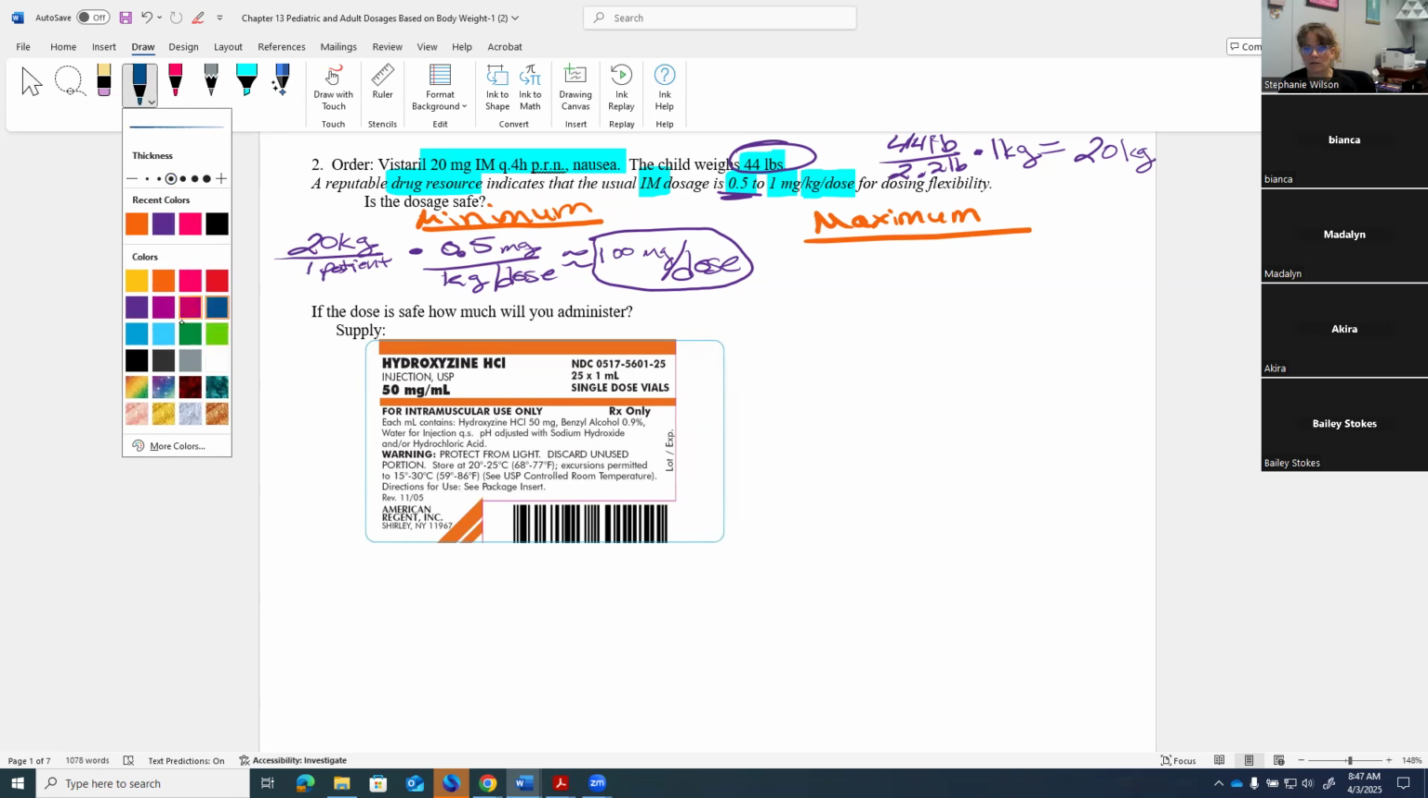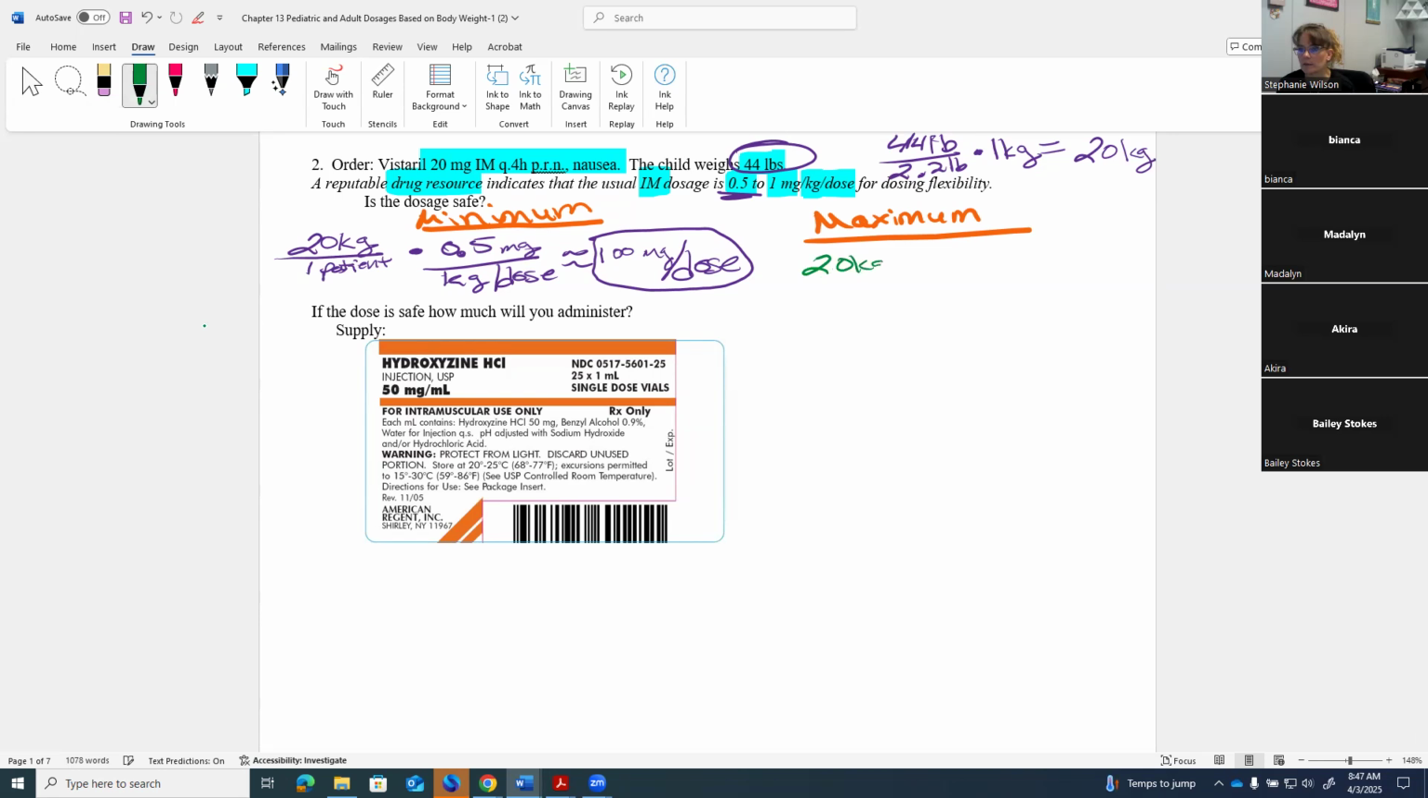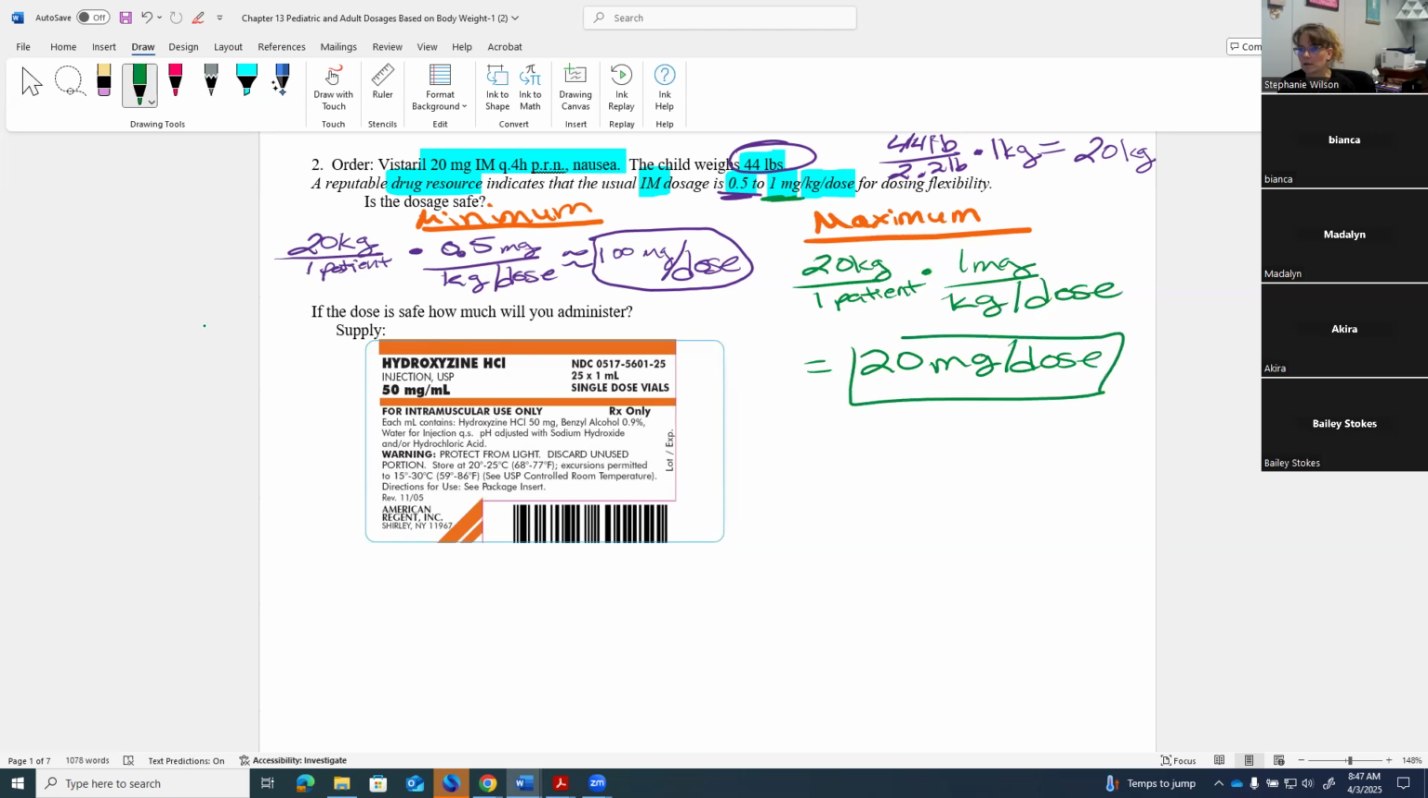Change that to this one. All right. So I'm going to take the 20 kilograms per one patient, multiply it by the maximum, which is 1 milligram per kilogram per dose. So 20 times 1 gives me 20 milligrams per dose. So that's my maximum. So how do we know if this order is safe?